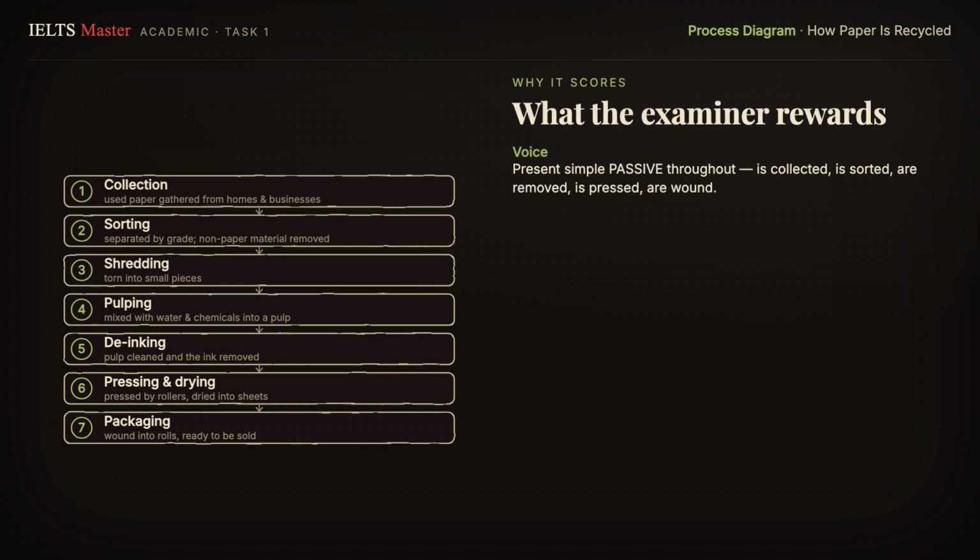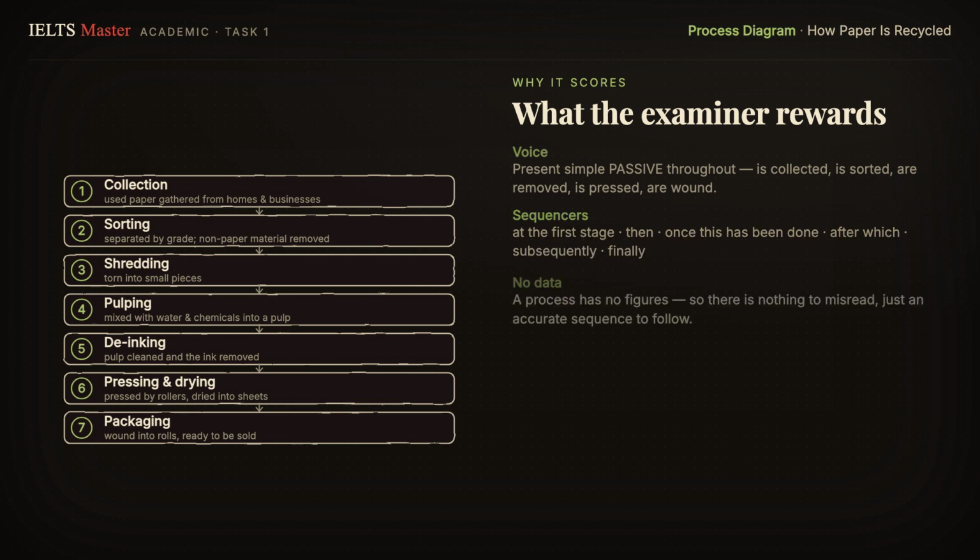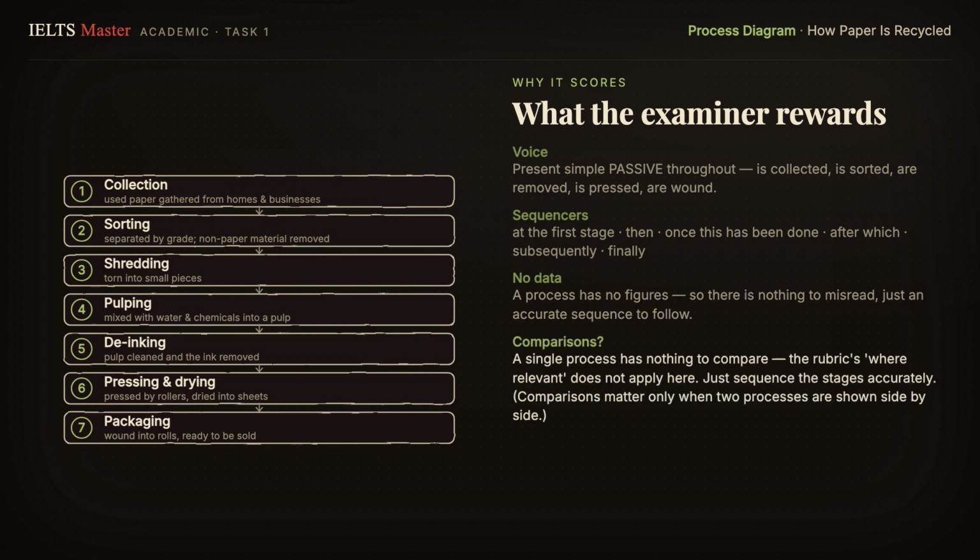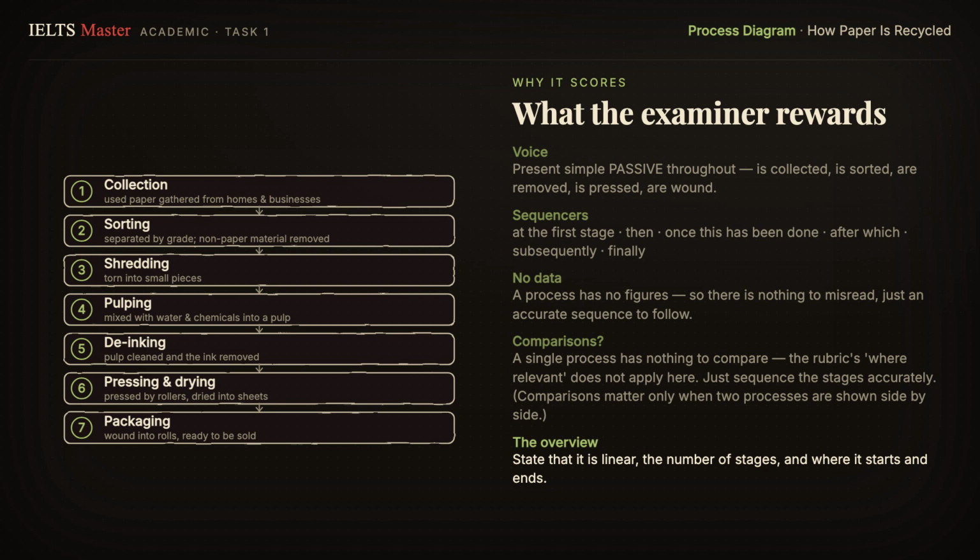So why is this a Band-Aid answer? 2 things, mainly. First, the voice. A man-made process is described in the present simple passive. The paper is shredded, the ink is removed, and we keep that going from start to finish. Second, the sequencers, at the first stage then, after which, subsequently, finally, which link the steps without sounding mechanical. There are no numbers to get wrong, no data to misjudge. Describe the stages accurately, in order, in the passive, and the marks are yours.